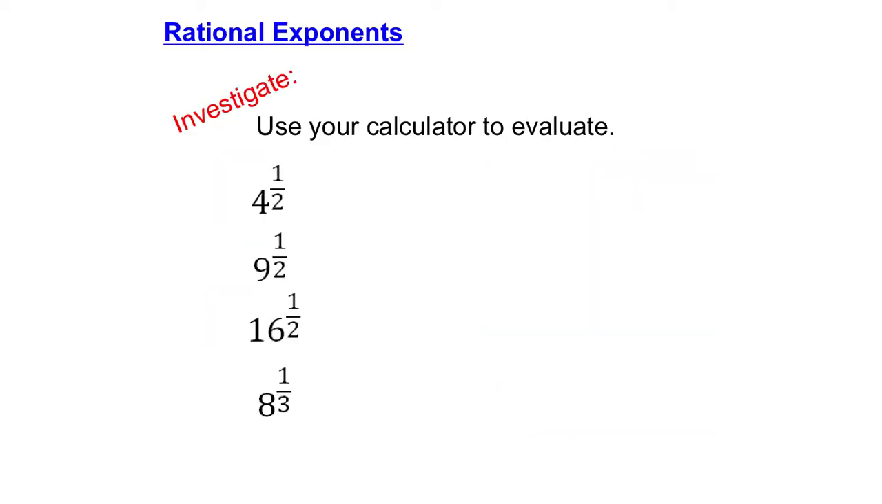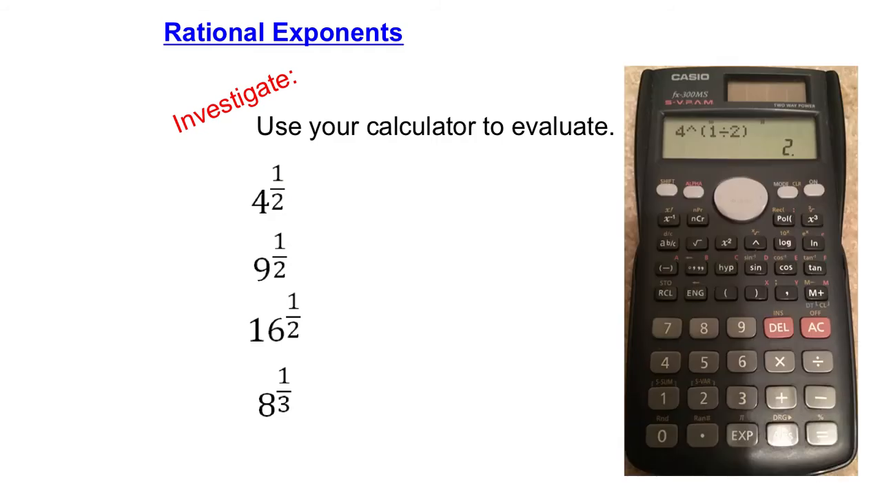I'd like you to just at this moment do a quick little investigation just to make sure you can use your calculator. So I'd like you to type each of these expressions into your calculator. Make sure you know where your exponent button is. Make sure you can type in these fractions as your exponents. So for example, 4 to the exponent 1 over 2. In my calculator, I would type it in like this. So that's how it looks on my calculator.